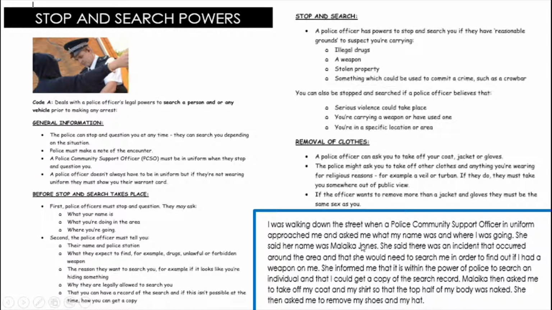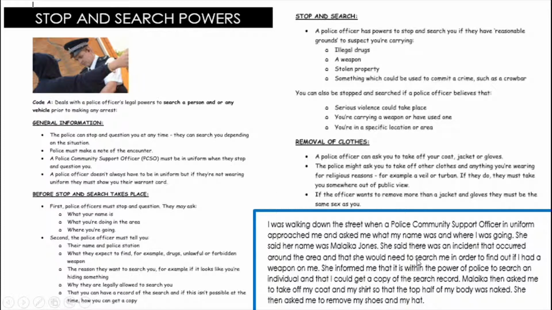She said her name was Malika Jones. She said there was an incident that occurred around the area and that she would need to search me in order to find out if I had a weapon on me. As mentioned earlier, PCSOs can stop, but they cannot search people. They can only question them once they've stopped them. The PCSO, Malika Jones, stated that there was an incident that occurred and that she would need to stop and search the individual to find out if they had a weapon on them. At the moment, she hasn't breached any of her powers because she is allowed to stop and question anyone at any given time.